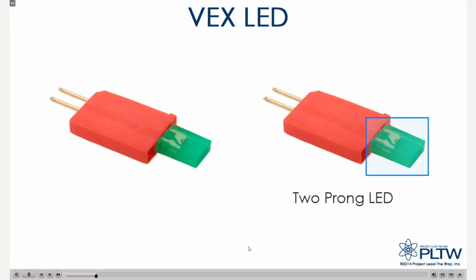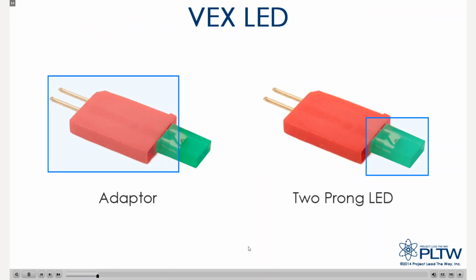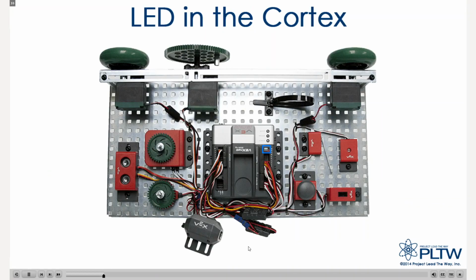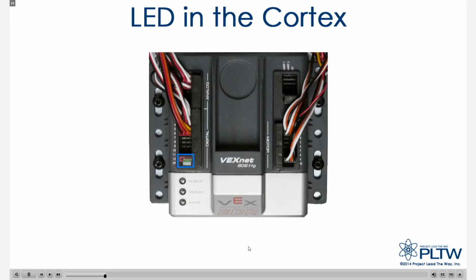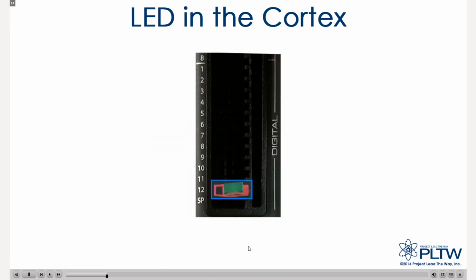The LED has 2 prongs which connect to a 3-slot cable adapter. The LED can connect to the VEX Cortex directly or through an extension cable. Connect the LED to digital input and output 12 on the VEX Cortex.